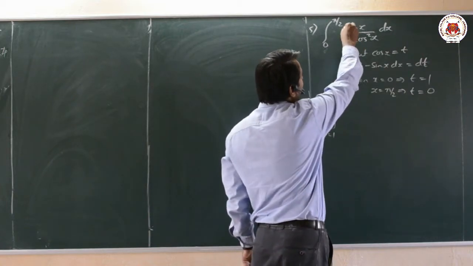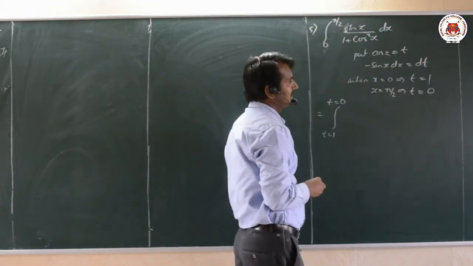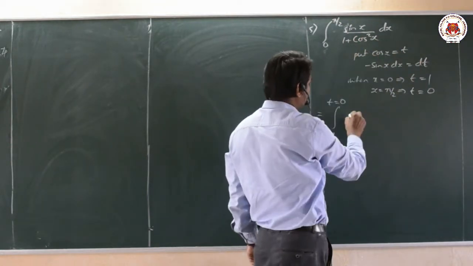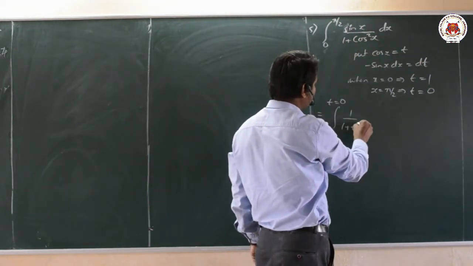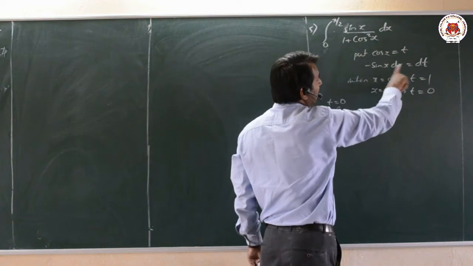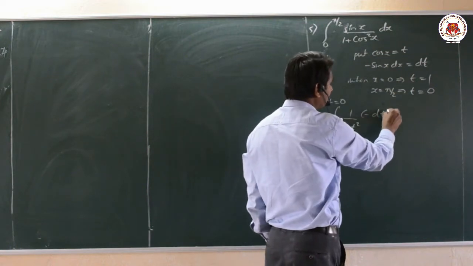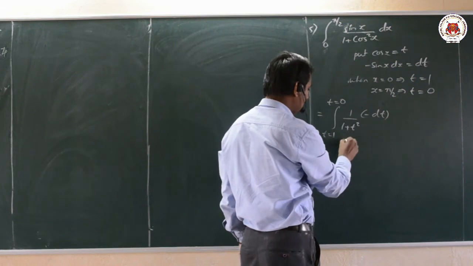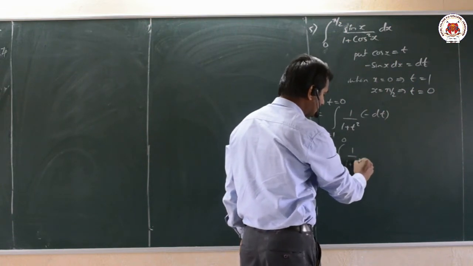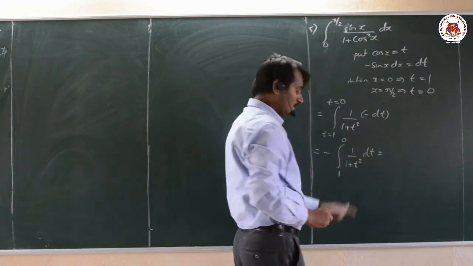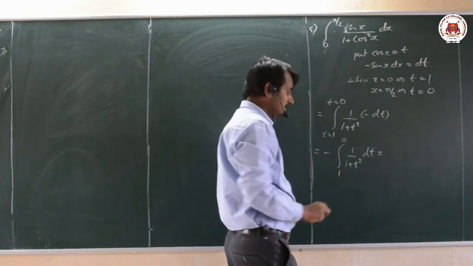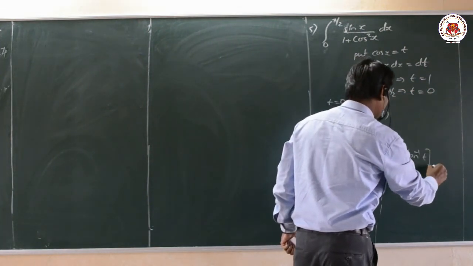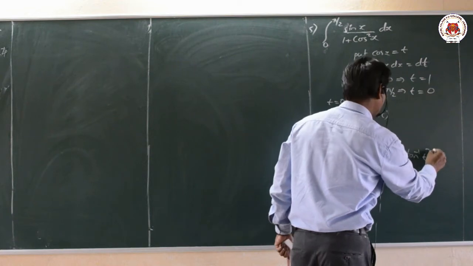Sin x dx means minus dt. And here 1 plus cos square x is nothing but 1 plus t square. Now I will take the minus sign outside, that is minus the integral from 1 to 0 of 1 divided by 1 plus t square dt. Now what is the integration of 1 divided by 1 plus t square? That is nothing but minus tan inverse of t between the limits 1 to 0 here.